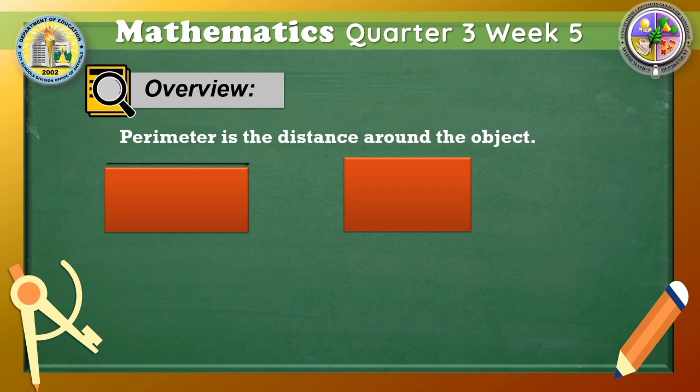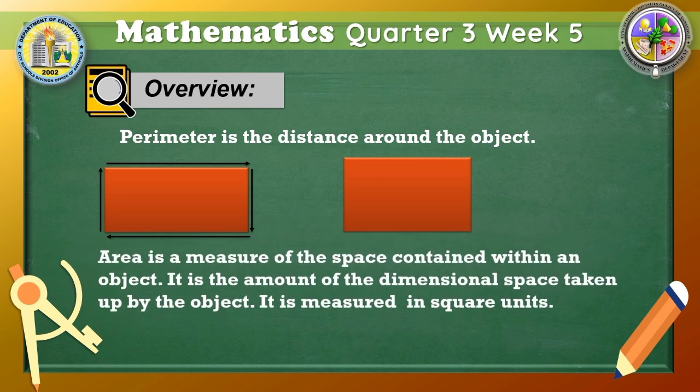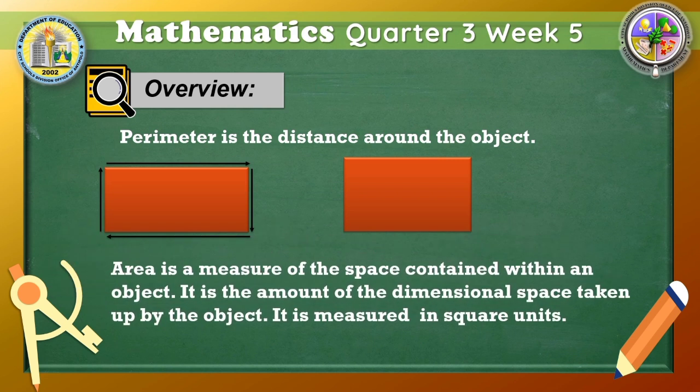Perimeter is the distance around the object, while area is a measure of the space contained within an object. It is the amount of two-dimensional space taken up by the object. It is measured in square units.